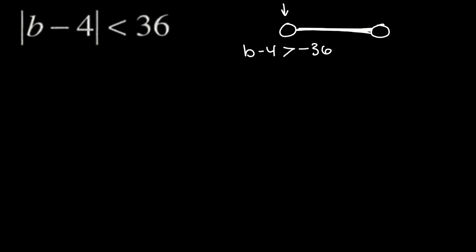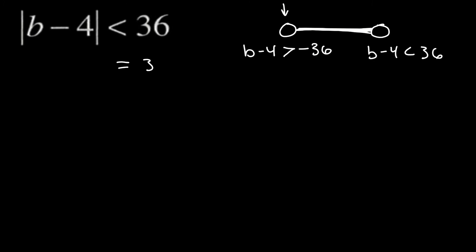If this was an equality, if this was equals 36, the thing inside could be either negative 36 or it could be equal to 36. This is the case where we're looking at the negative values. So what I'm saying here is that as long as b minus 4 is more than negative 36, the b values work. And on the other side, as long as b minus 4 is less than 36, those b values will work also.